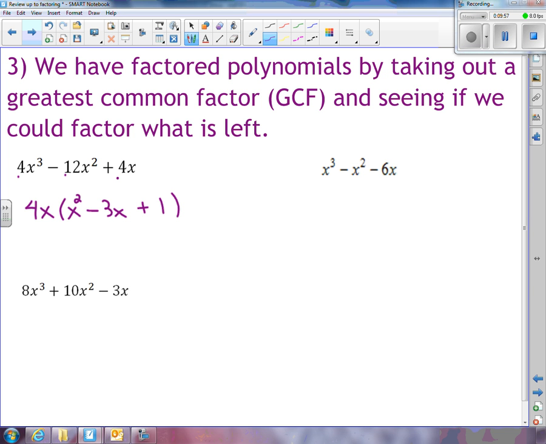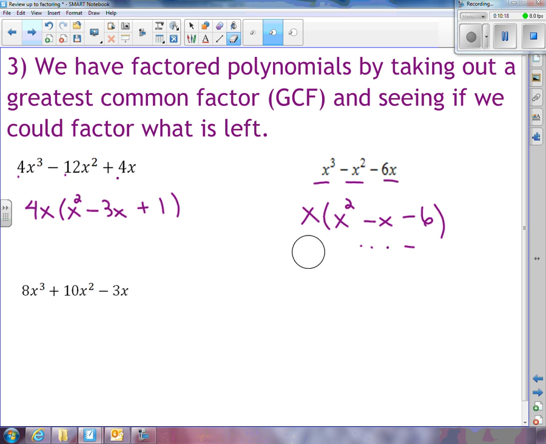Now let's move on to the next one. The first thing you should always do is look for a greatest common factor. If I try to see what's in common here, it's an x. If I take an x out, I'm left with x squared minus x minus 6. Now, this first piece is broken up as much as it can be. You should look over here and see if that piece can be broken up anymore.